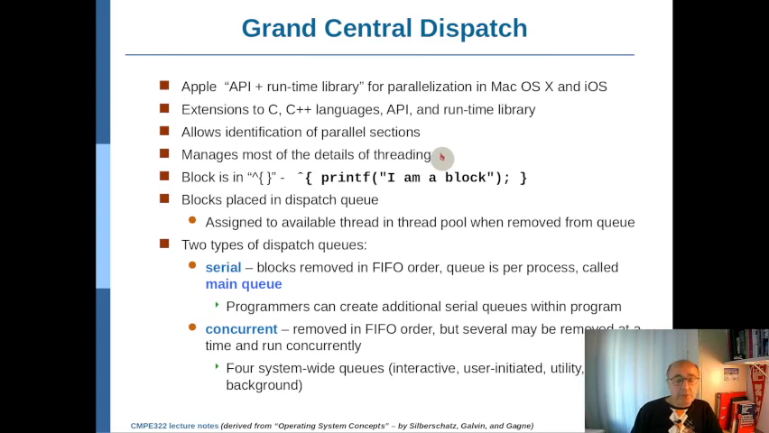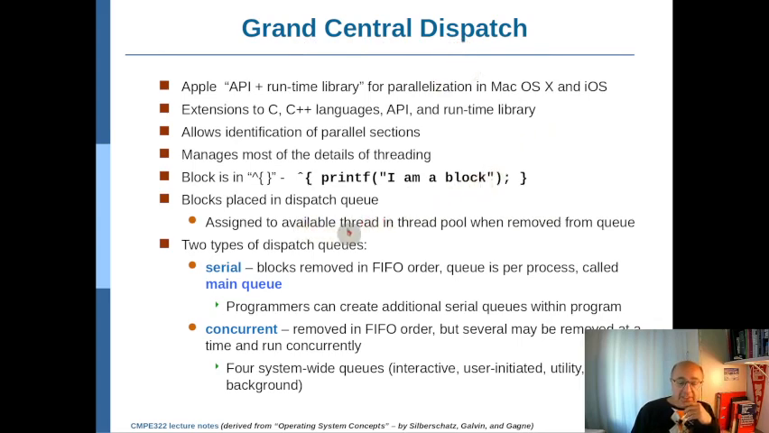It manages most of the details of threading, so if you want to run something in parallel, what you do is you create blocks similar to what we did in OMP, starting with a caret, then anything between the open and close braces would be your parallel block. For example, if you want to execute this printf statement in parallel, you would just write caret, open brace, your statement, and then close brace. These blocks are placed in what's called the dispatch queue, hence the name Grand Central Dispatch.